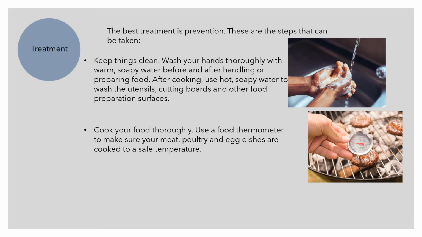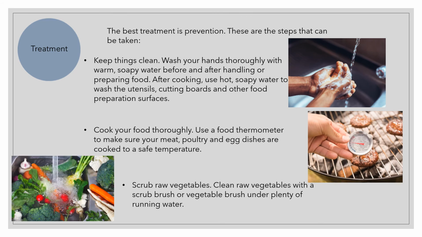Make sure you cook your food thoroughly. Use a food thermometer to make sure your meat, poultry, and egg dishes are cooked to a safe temperature. This also includes not mixing cooked food with raw food, especially meat, as this contaminates your food. Lastly, scrub raw vegetables. Clean raw vegetables with a scrub brush or a vegetable brush under plenty of running water.